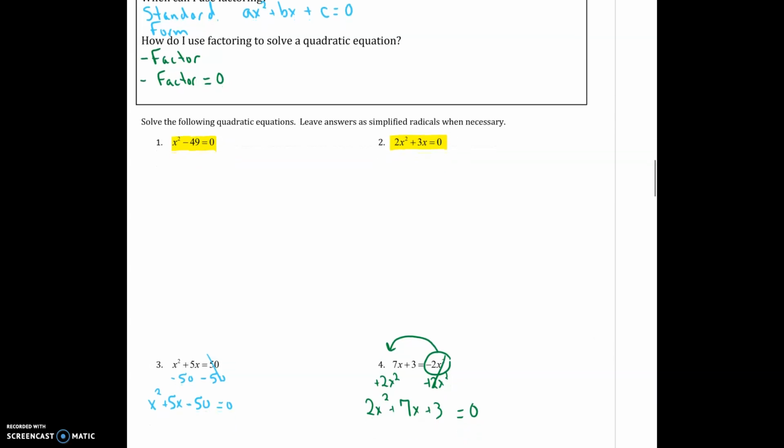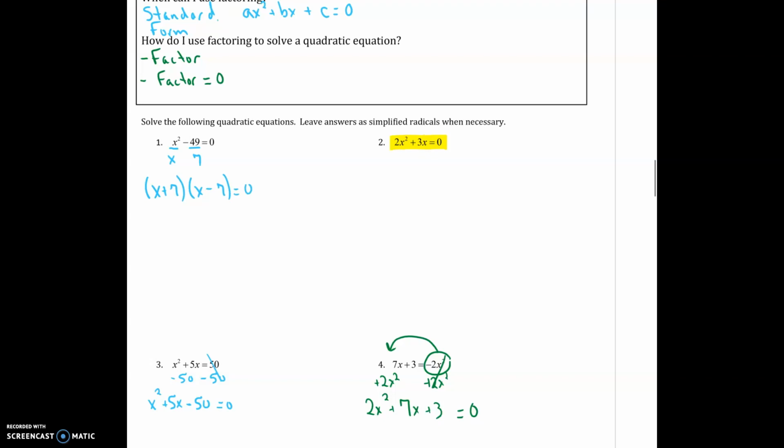So number 1, if you notice, is a difference of squares. It's a difference of squares because there is subtraction between the two terms, and each term has a perfect square root to it. So the square root of x squared is x, the square root of 49 is 7. I can make my factors now into x plus 7 and x minus 7. So we factored it, so it's now in factored form.